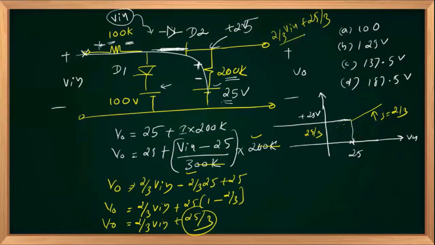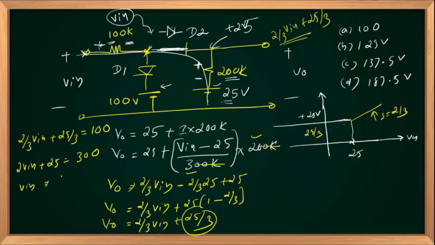The moment the anode voltage is the same as your output voltage, that is 2 by 3rd V in plus 25 by 3, equals how much? 100 is the reverse biasing. So the anode voltage reaches 100 volts and D1 turns on. So that will give you 2V in plus 25 is equal to 300. V in is equal to 275 divided by 2.